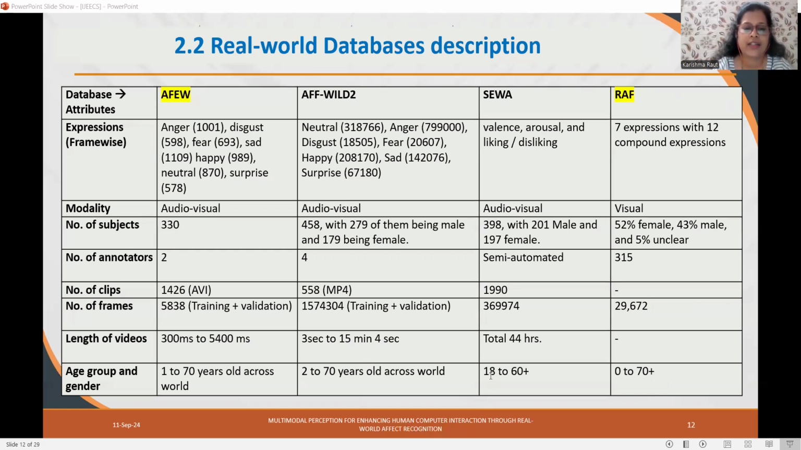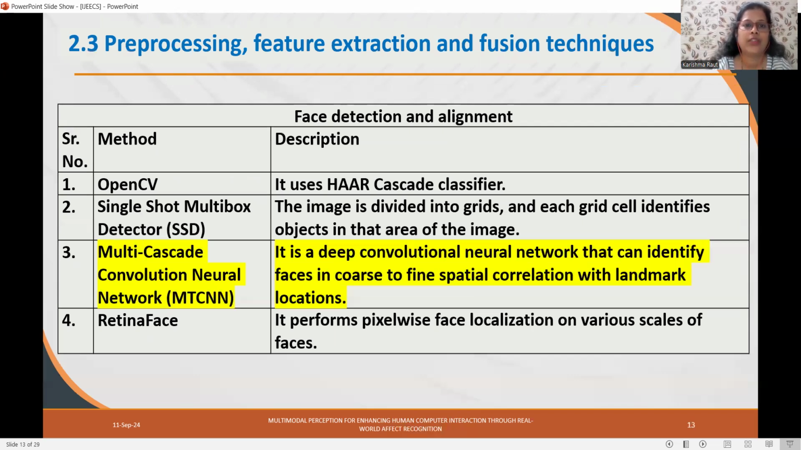The realistic datasets AFEW, SEWA, and RAF can be used. The databases contain videos showing natural head poses and movements close to real-world illumination. The AFEW and RAF datasets contain more relevant and balanced data and were selected for cross-corpus evaluation. The various pre-processing techniques for face detection and alignment are OpenCV, single shot multi-box detector, multi-task cascaded convolutional neural network, MTCNN, and RetinaFace.